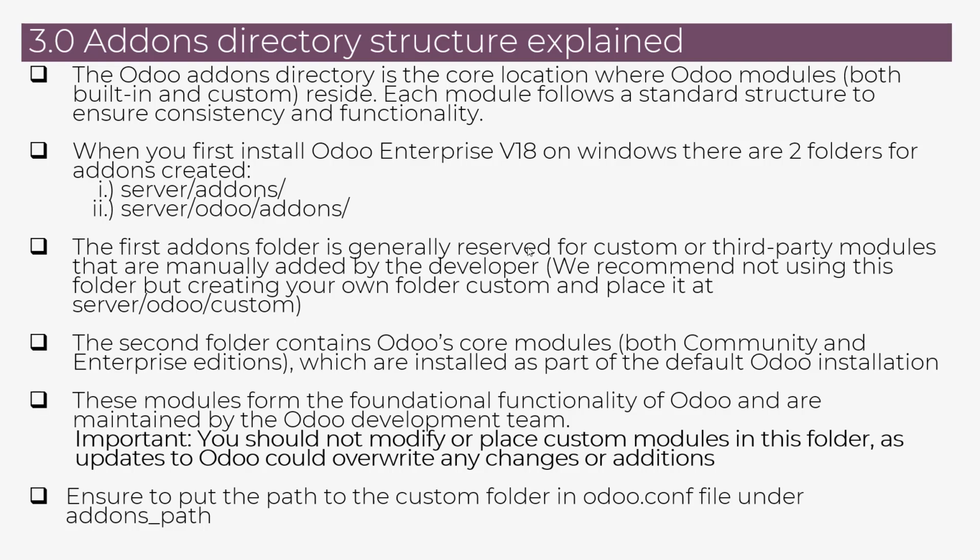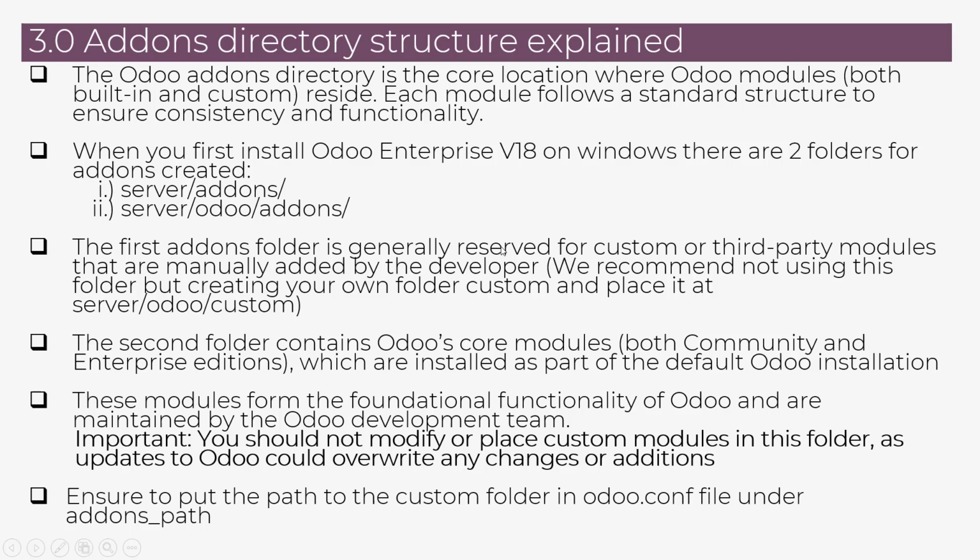So as we continue, the Odoo Addons directory is a core location where Odoo modules, both built-in and custom, reside. Each module follows a standard structure to ensure consistency and functionality. When you first install Odoo Enterprise version 18 on Windows, two folders for add-ons are created. One is in the server folder. The other one is in the server folder inside the Odoo folder, called Addons.